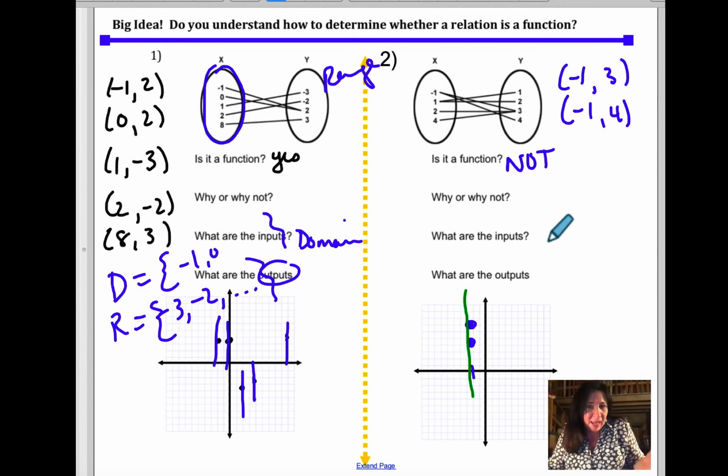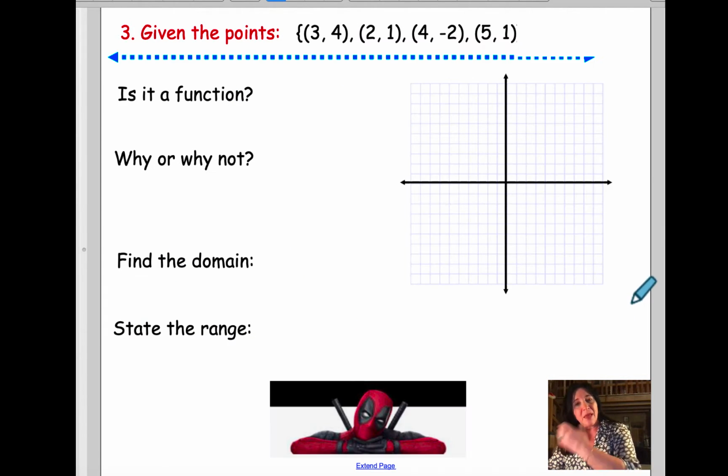And our inputs, again, are our domain. These are the values of x, and my range are my values of y, or my output. For this problem here, it's asking me if I were to graph these points. So I go over 3, up 4. It's just one more of these.